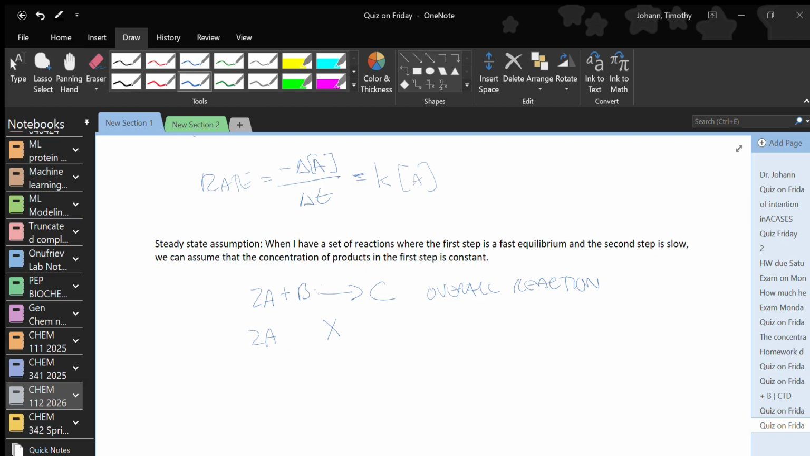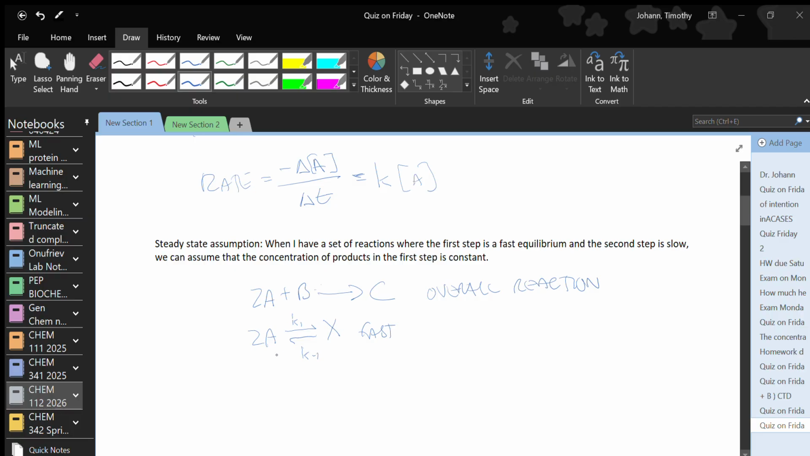In chemistry, when we talk about a reaction going backwards and forwards, we use these half arrows, we'll call them. Instead of double-headed arrows, they're single-headed arrows. And so the forward reaction has a rate constant that's K1. The reverse reaction is going to have a rate constant K negative 1. That's my first step, and that is fast.